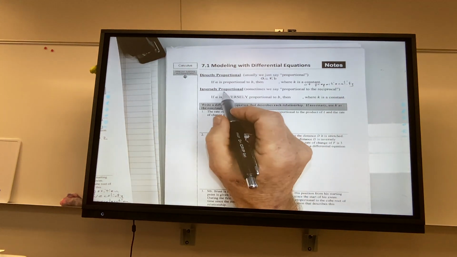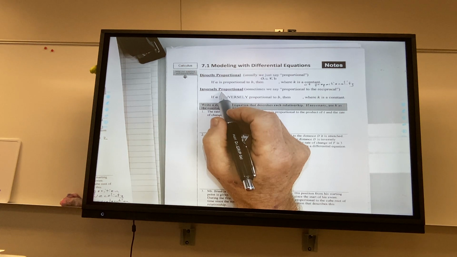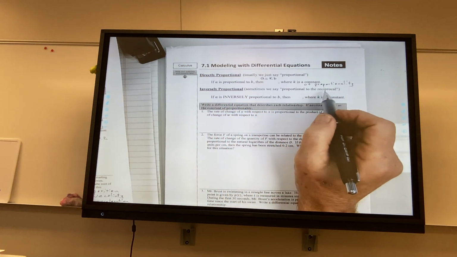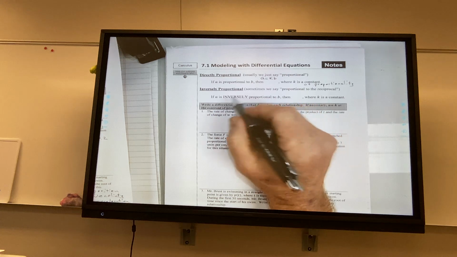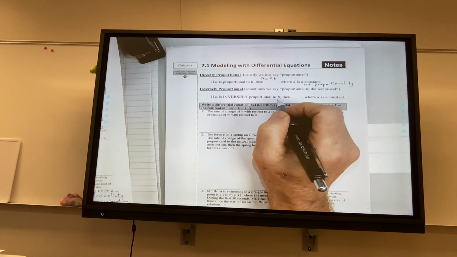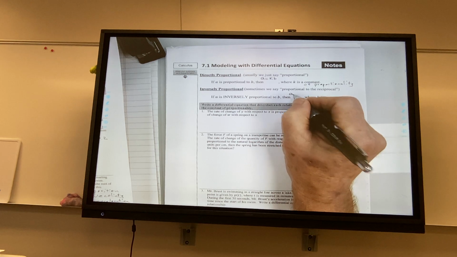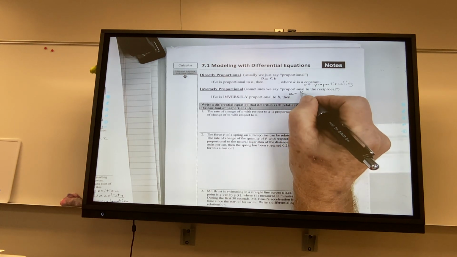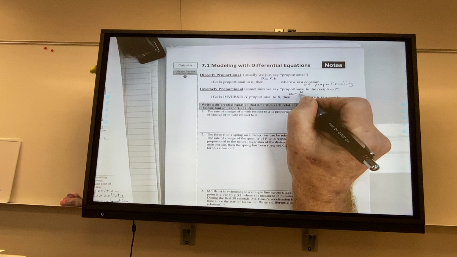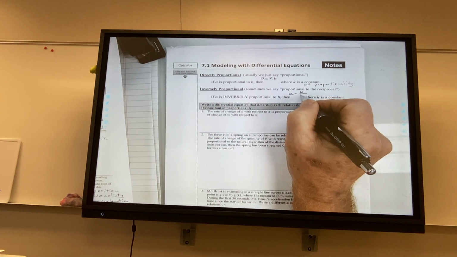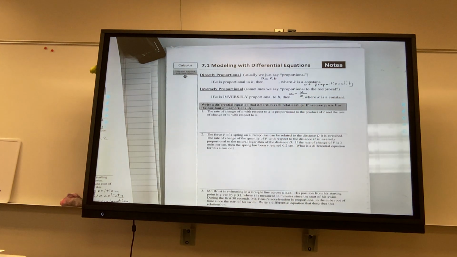We also have something called inversely proportional, or proportional to the reciprocal. When we say A is inversely proportional to B, we're saying that we're still going to have this constant of proportionality, but B is going to be in the denominator. So K again is a constant. Your variables are A and B.